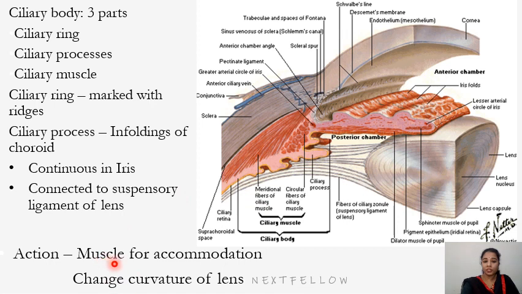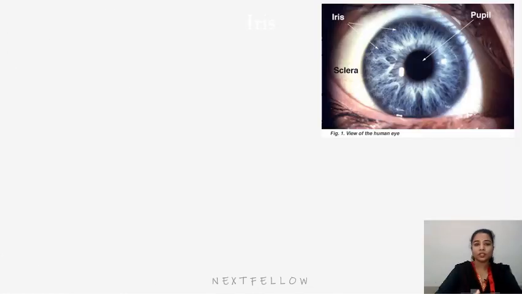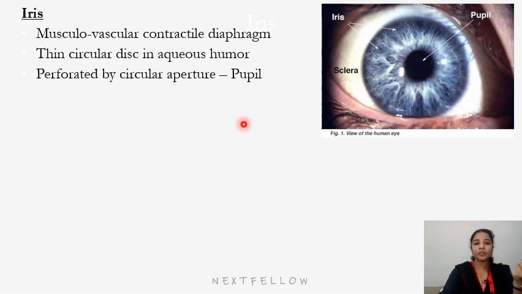So accommodation of muscle for accommodation and change the curvature of lens. So next is the iris. The iris is like a diaphragm which is guarding the aperture that is called as pupil. It is a musculovascular contractile diaphragm, circular and thin in the aqueous humor, and it is perforated in the center by a circular aperture called as pupil through which the light enters inside the eye.